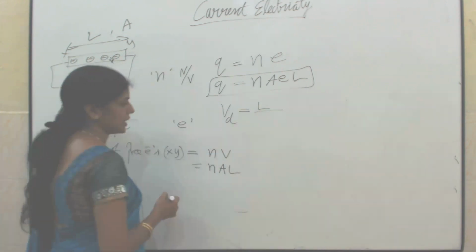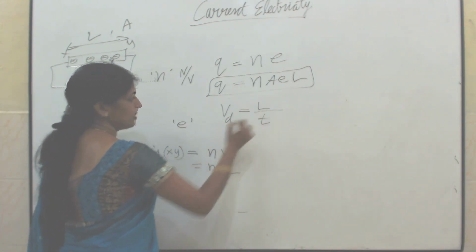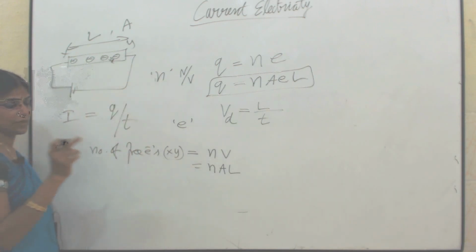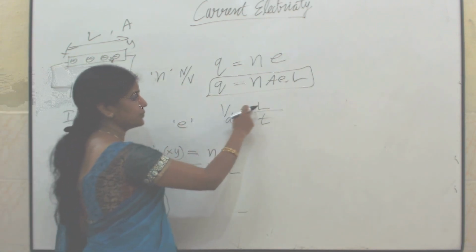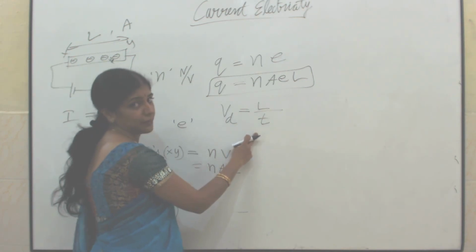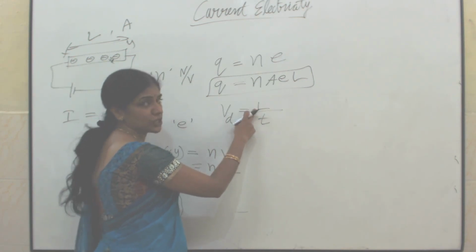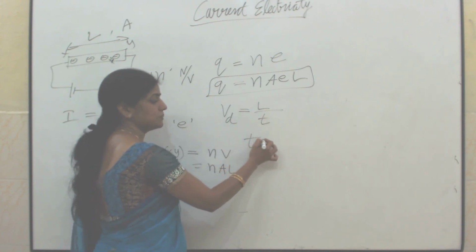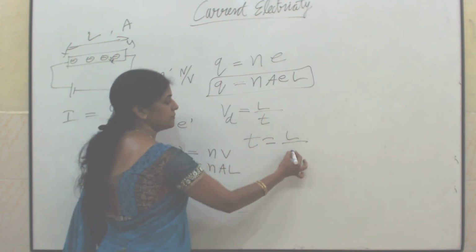Let L be the length of the conductor, and let T be the time taken for the charges to move through this conductor XY. So, velocity is equal to distance moved by time taken. Here the distance through which the charges are moving is the length of the conductor. From this, what is T? T is L by Vd.